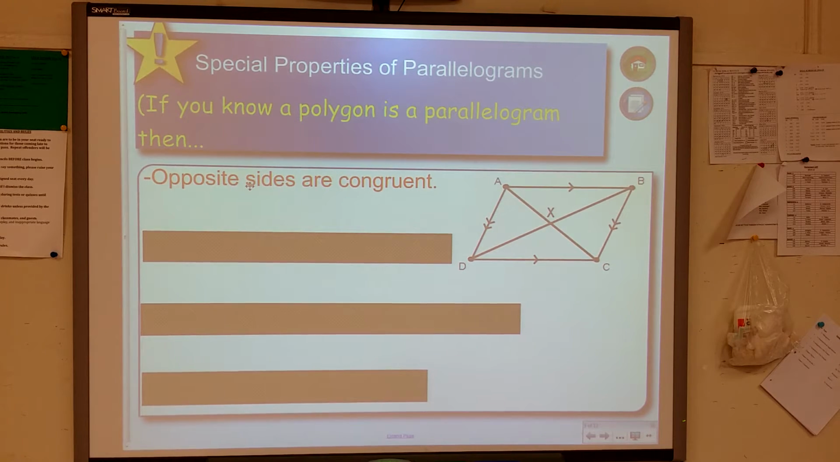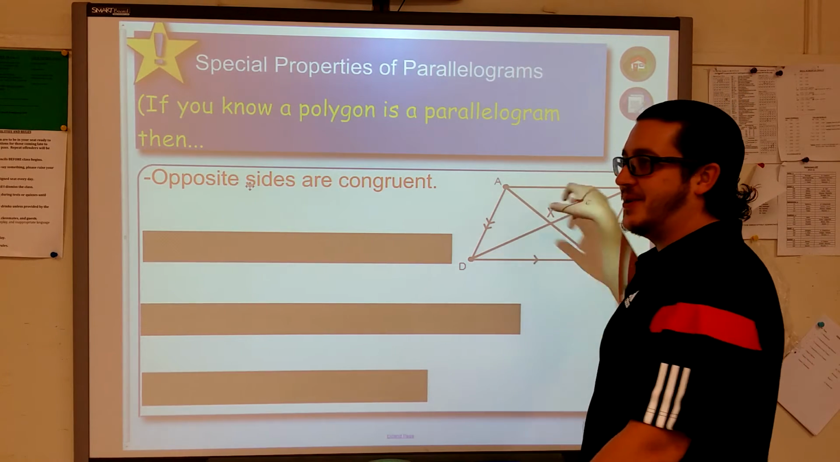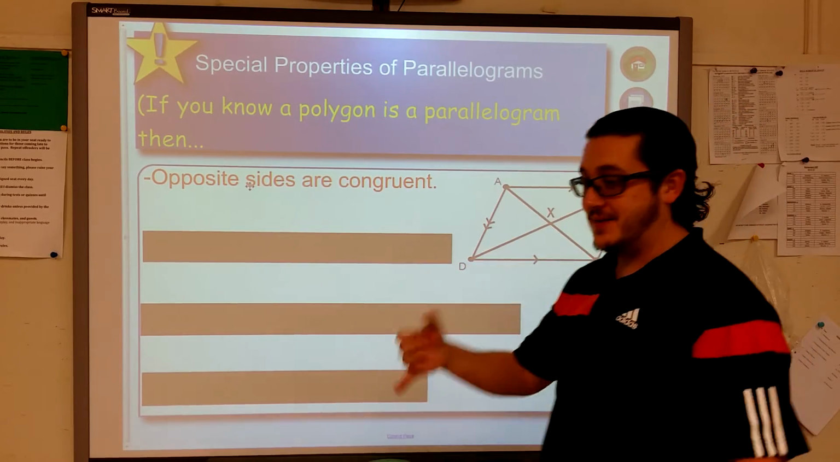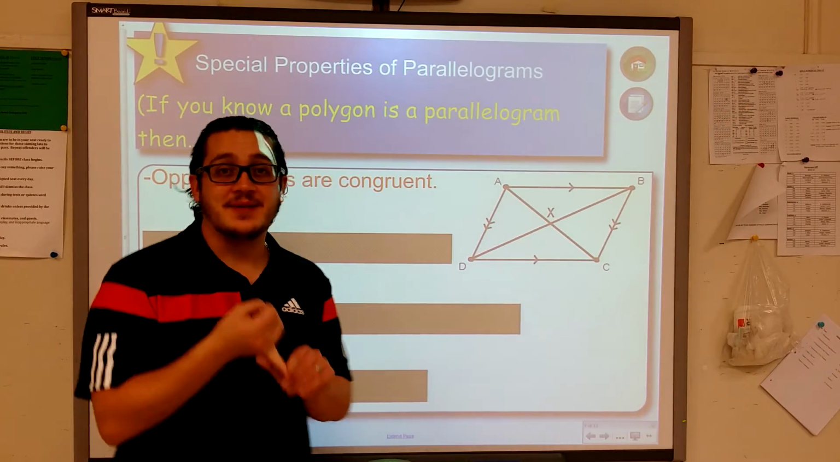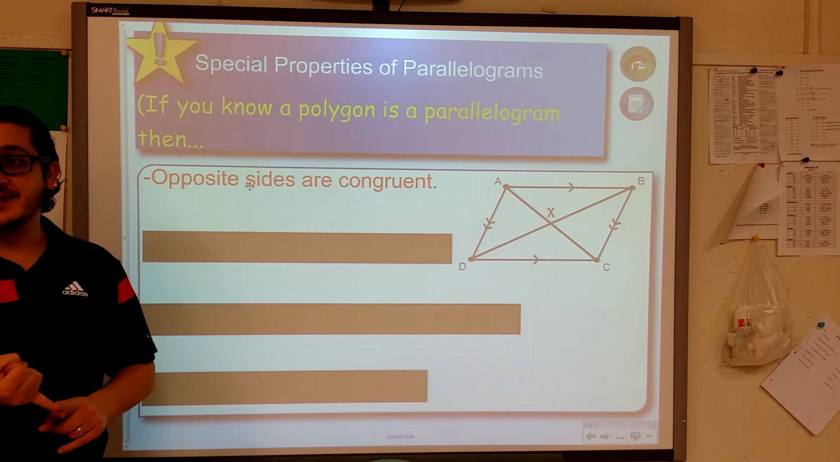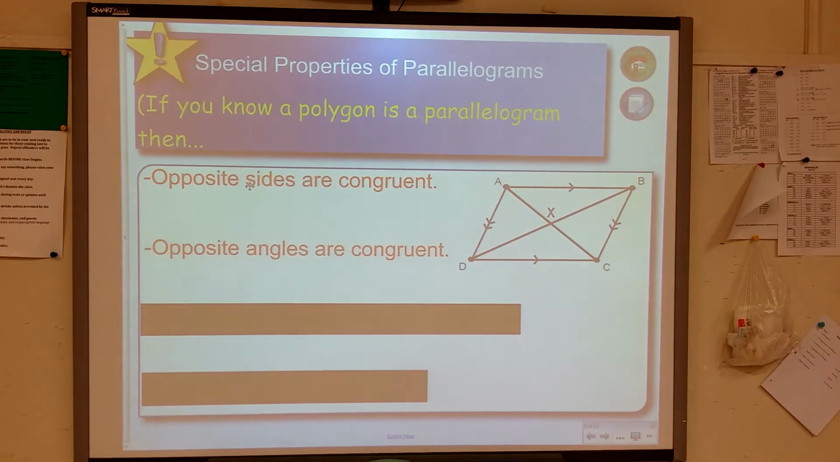It's not working. Pause. Alright, so first thing, opposite sides are congruent. So if opposite sides, let's not forget here the definition, opposite sides are parallel. If we know we have a parallelogram, we know that the opposite sides are congruent. Also, opposite angles are congruent.